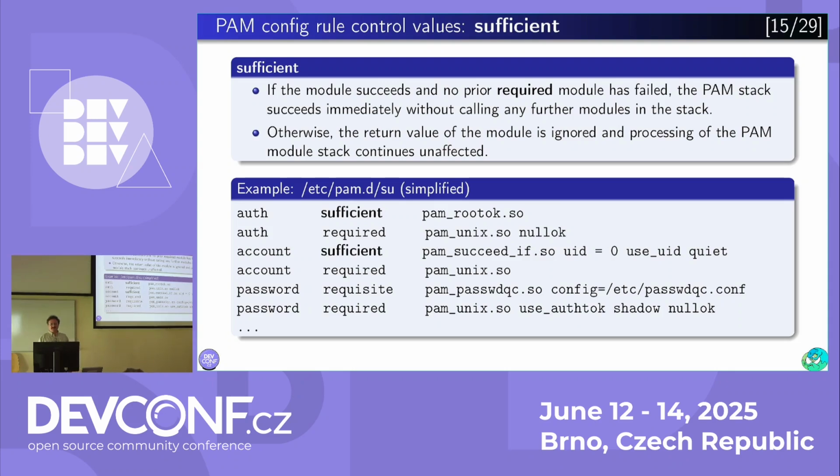For example, you can see this excerpt from the SU configuration. There is a module called root_ok that grants access for the root, and the idea is that SU shouldn't ask for authentication tokens, for passwords, for root, because root is kind of allowed to switch user. So that's why if root_ok grants access, then SU doesn't run PAM Unix authentication.